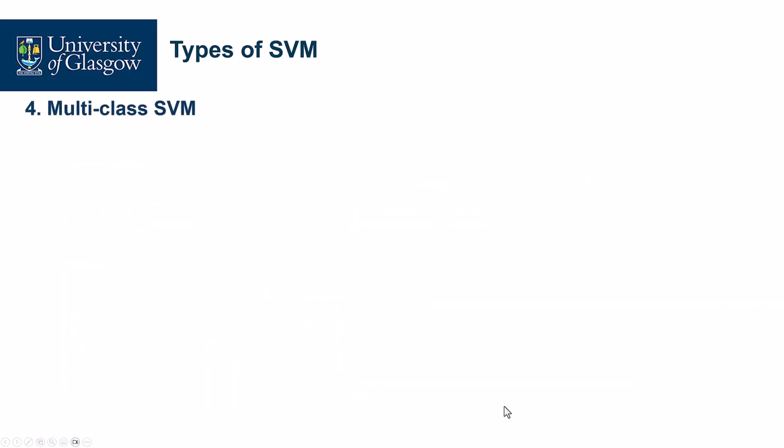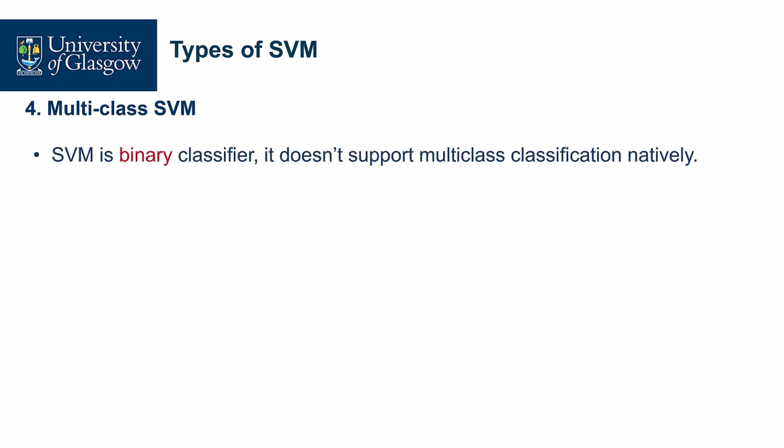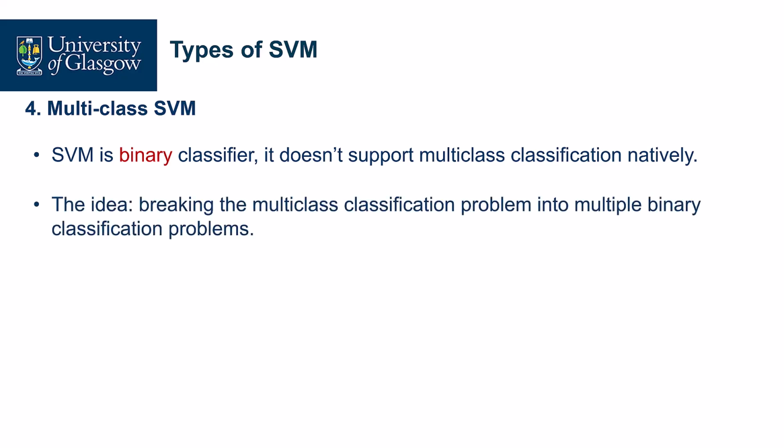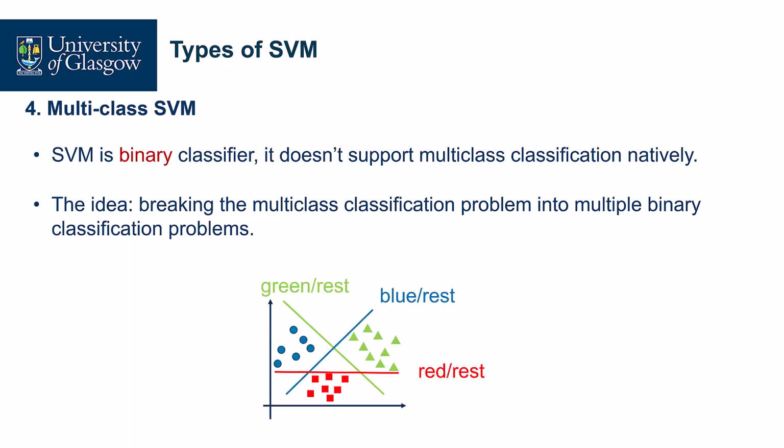The last kind is the multi-class SVM. Natively, SVM is a binary classifier. So simply using SVM, it can't solve a multi-class classification problem. But we do have some solutions to use a binary classifier to solve multi-class classification problems. The solution is to transform it into multiple binary classification problems. So we will have one versus one or one versus rest classifications, which we will discuss in later sessions.